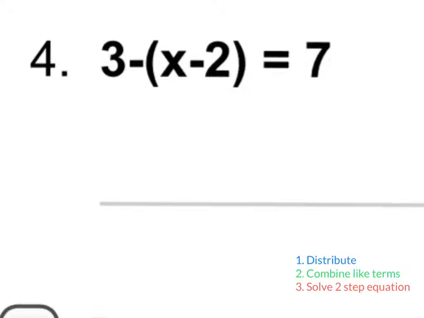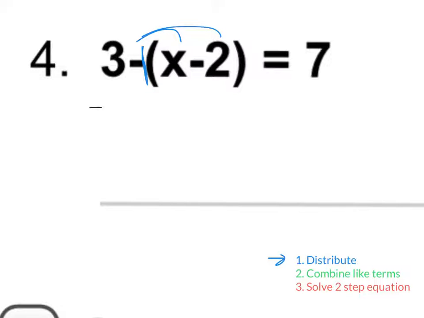Alright guys, I do have a parentheses here, so I am going to have to solve by distributing first, right? So I'm going to do this distribution step first. And anytime we have a negative sign in front of a parentheses, you can know that this is an invisible -1. So I just drew the -1 there, and I'm going to distribute that -1 to both parts of my equation.